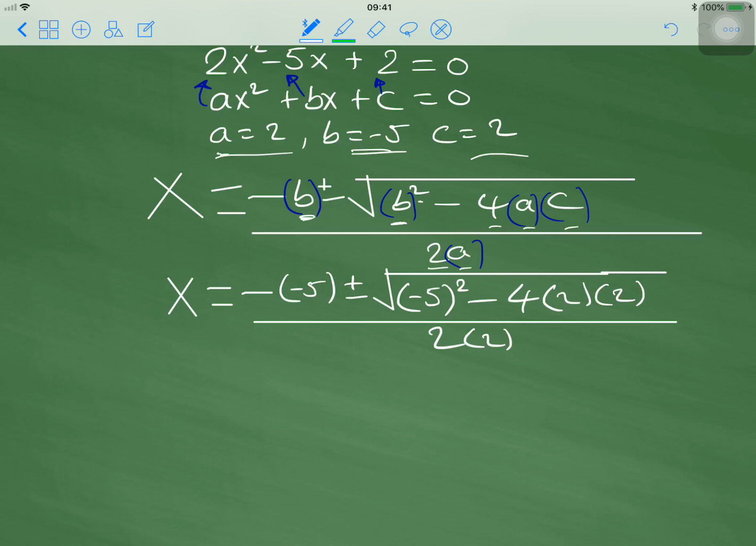Okay, so we have to continue from here. x equals, okay, so many students are confused with this part. In mathematics, when we have two minuses, a minus times a minus is a plus, so minus times minus 5 is plus 5, so we just write 5. Continue with the formula, plus and minus, square root.